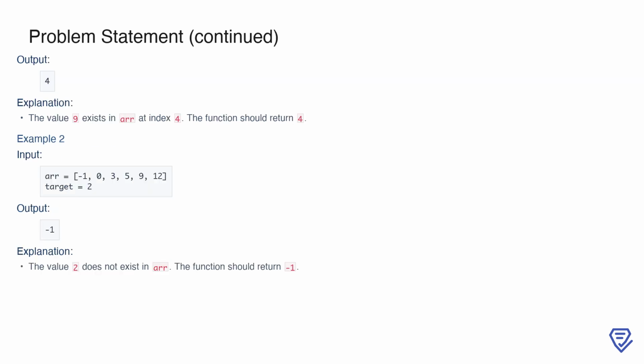To better understand the problem, let's look at a concrete example. Suppose the array arr is -1, 0, 3, 5, 9, 12, and the target value is 9. In this case, the function should return 4 because the value 9 exists in the array at index 4. On the other hand, if the target value is 2, the function should return -1 since 2 is not present in the array. This highlights the two possible outcomes: either the index of the target is returned, or -1 is provided when the target doesn't exist.